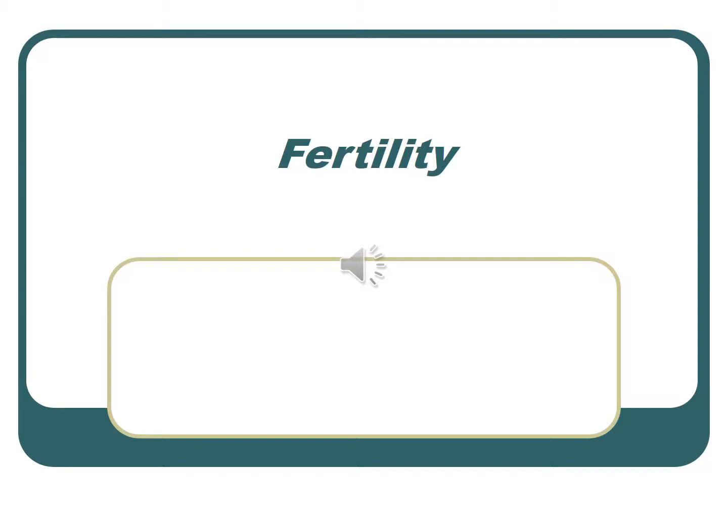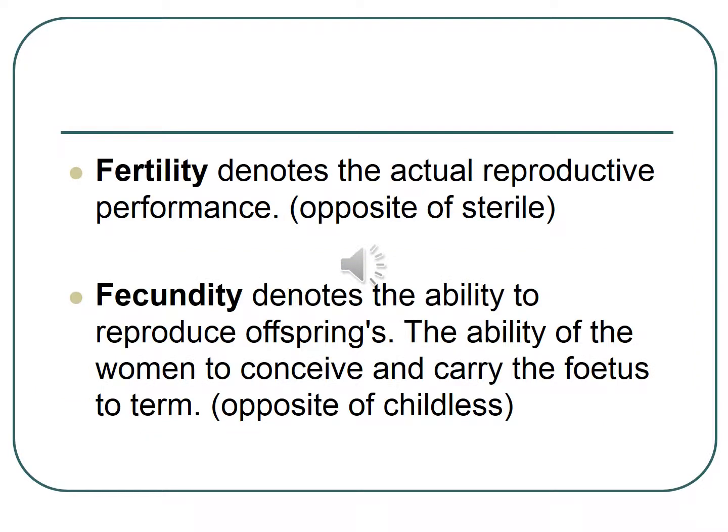Next, I will introduce the concept of fertility. There are two terminologies that are important to understand. Fertility denotes the actual reproductive performance. Fertility is the opposite of sterile, while fecundity denotes the ability to reproduce offspring. In other words, it is the ability of a woman to conceive and carry the fetus to term. Fecundity is the opposite of childless.